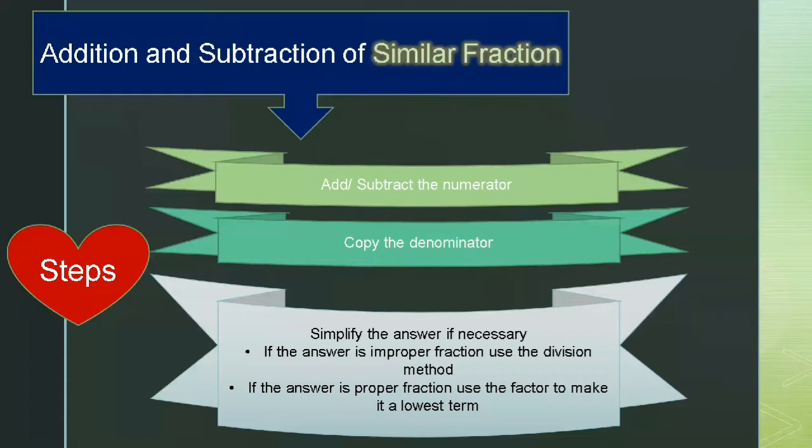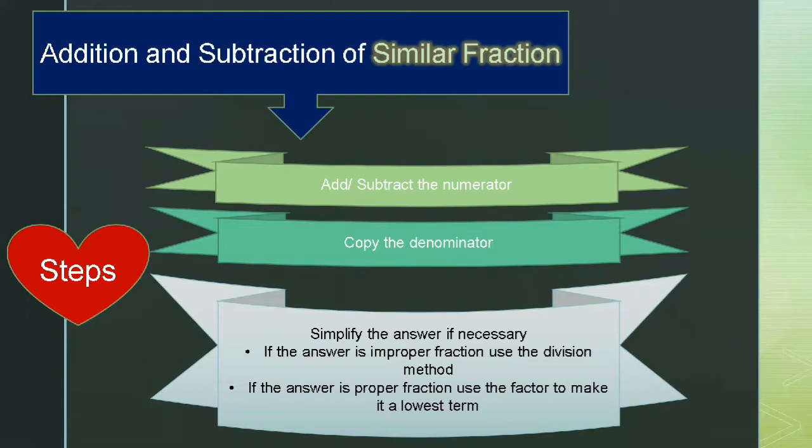We have here the steps in adding or subtracting similar fractions. Take note, similar fractions po muna tayo ngayon. Step 1 is to add or subtract the numerators. Just easy as that. I-add lang natin or isa-subtract lang natin ang numerator. The second step is to copy the denominator. Since the denominator of similar fractions is the same, we are just going to copy it. Next is to simplify the answer if necessary. Kung may isi-simplify pa siya or ma-lowest term, we need to simplify it.